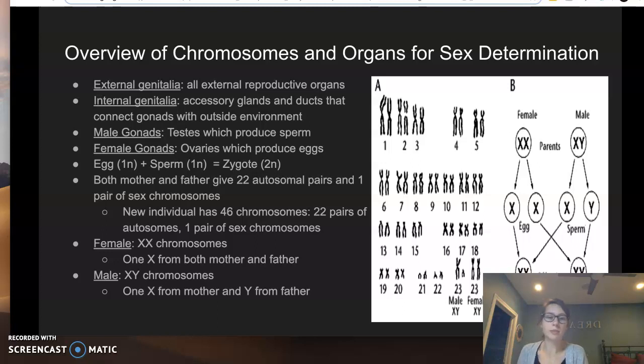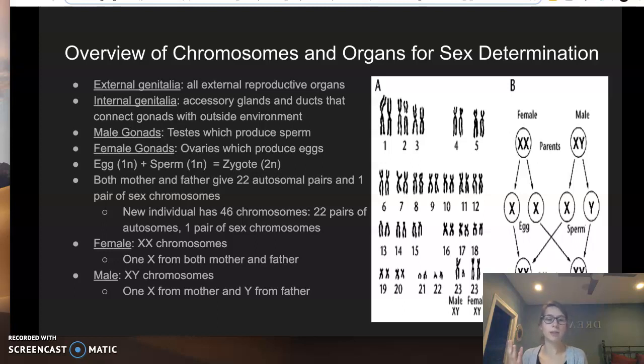So a couple terms we need to establish. External genitalia, that's all the external reproductive organs. And then the internal genitalia, that's the accessory glands and ducts that connect the gonads with the outside environment. And the gonads are the organs that produce gametes. So both females and males have them. The male gonads are the testes, which produce sperm, and the female gonads are the ovaries, which produce eggs.